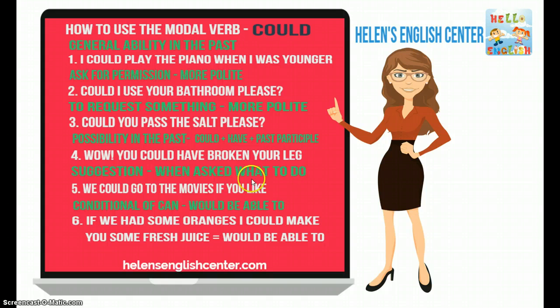Suggestion when asked what to do. 5. We could go to the movies if you like. Conditional of can, would be able to. 6. If we had some oranges, I could make you some fresh juice. Equals would be able to.